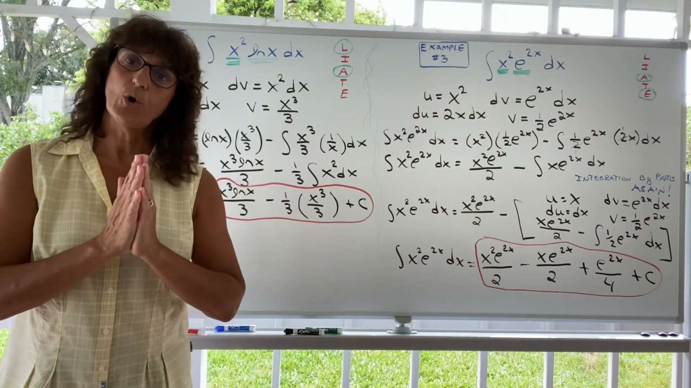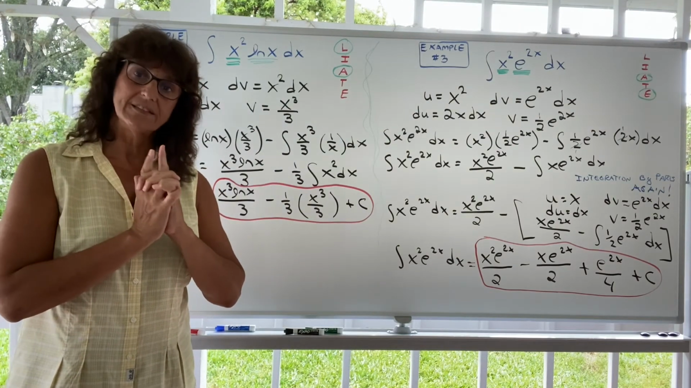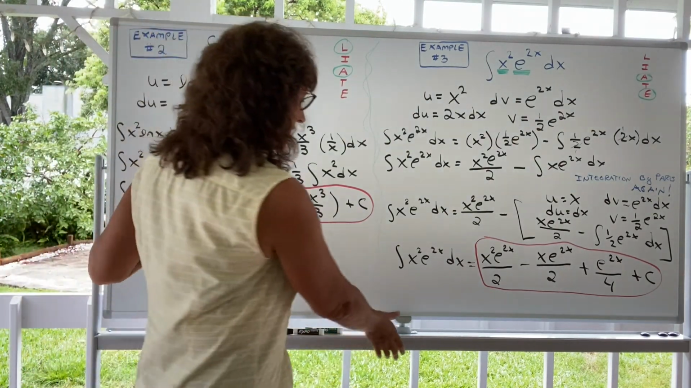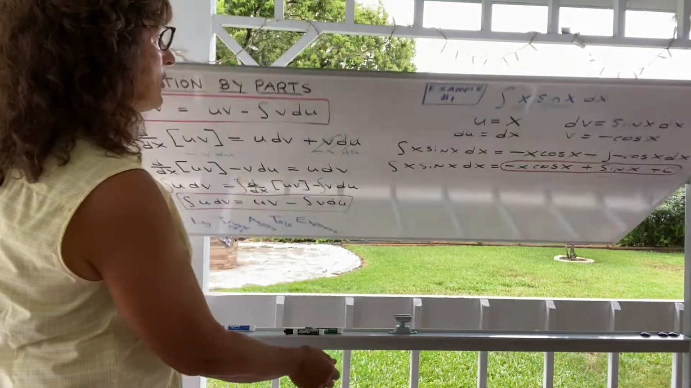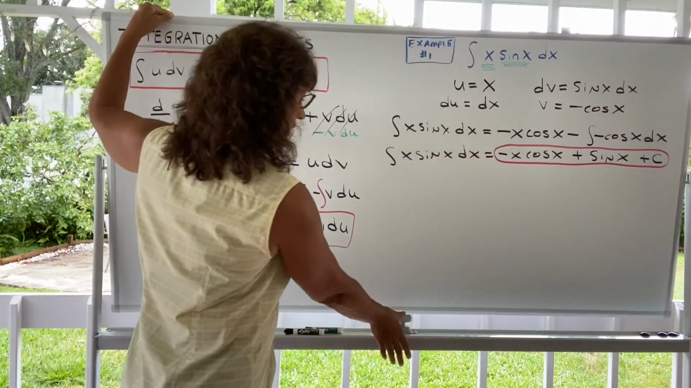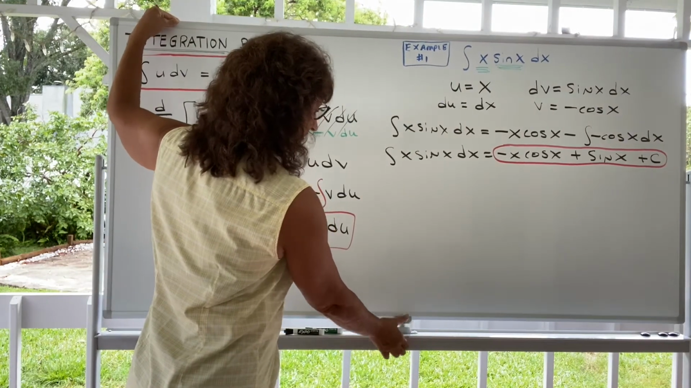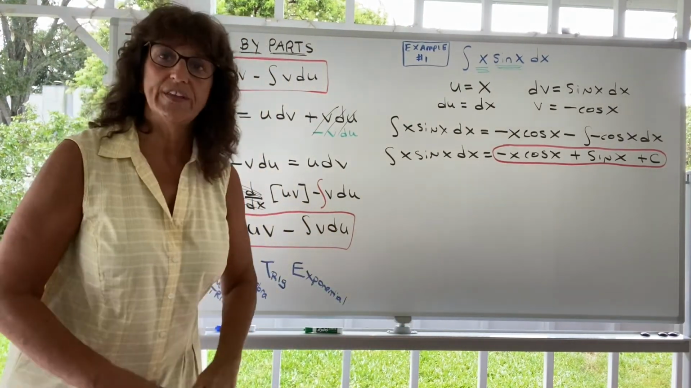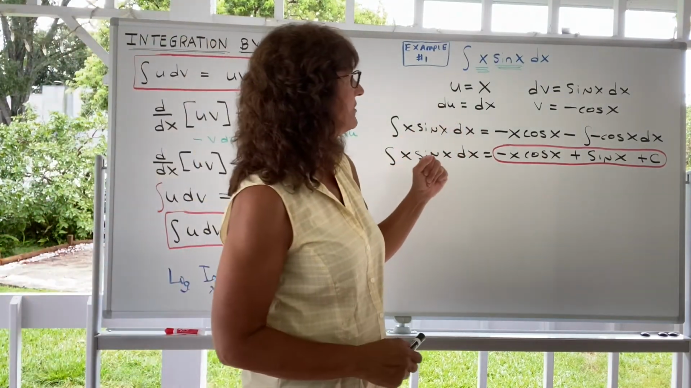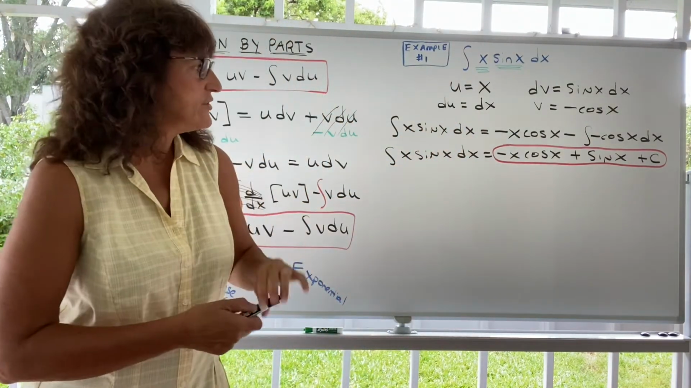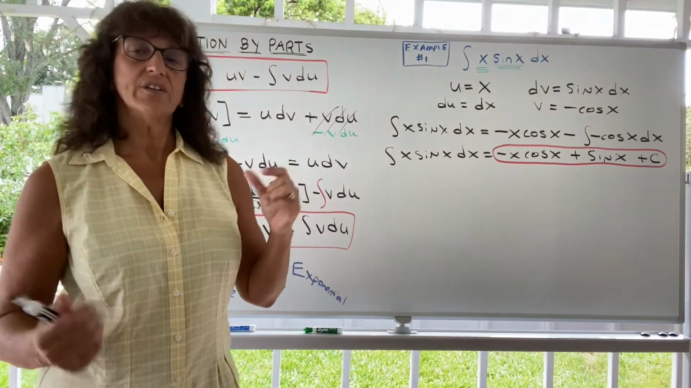We're going to go back to example number 1, and let's take a look at how the shortcut will work. The shortcut is called the tabular method. There's a shortcut for doing these. It's a tabular method, if you're allowed to use it in class. So we're going to set up a table.